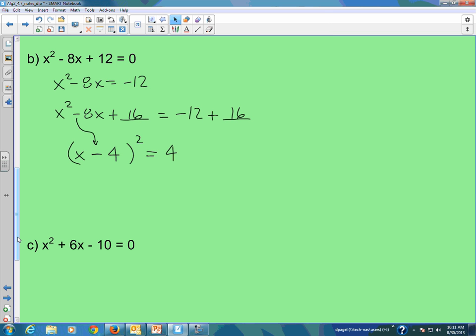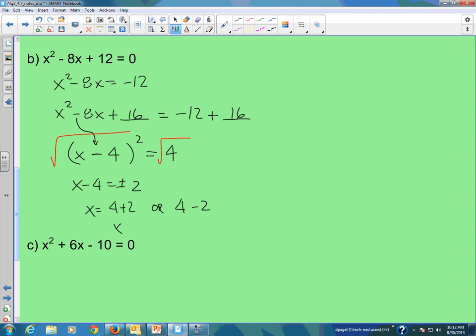The next step of that process would be then to take the square root of both of these sides. Doing so, we would get x minus 4 equals plus or minus 2. And then lastly, we would have 4 plus 2, or 4 minus 2, with answers of 6 or 2. And those would be the solutions to that quadratic, which are also your zeros, because we have the polynomial value equal to 0. So we found x-intercepts right here.